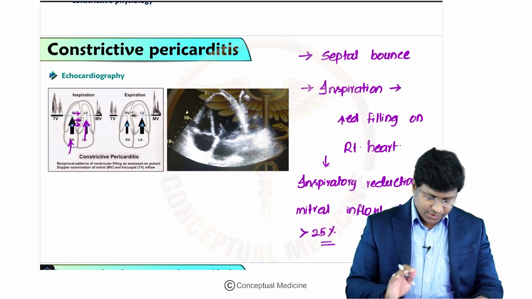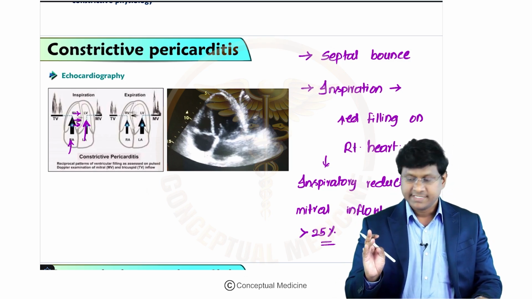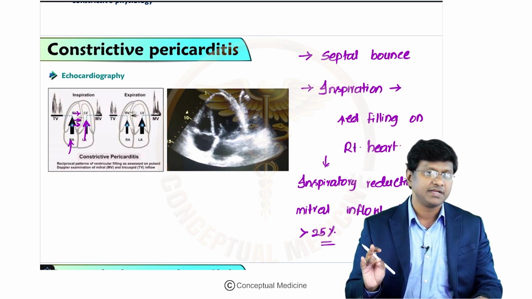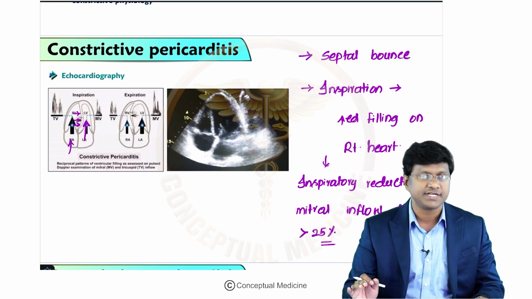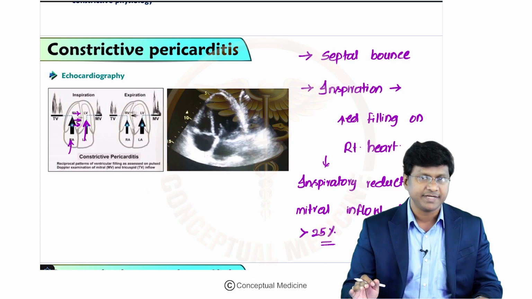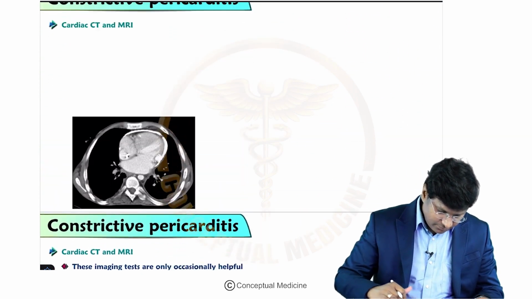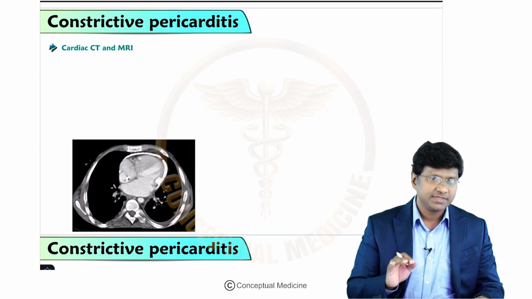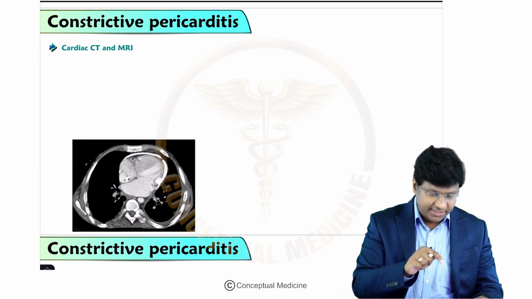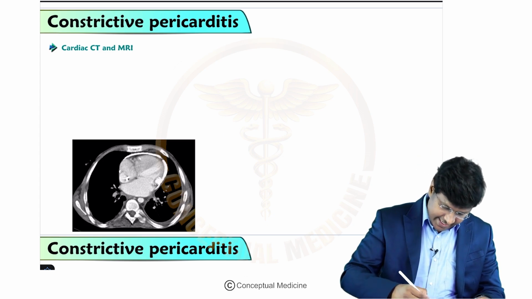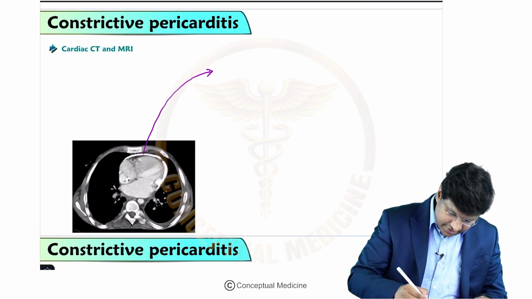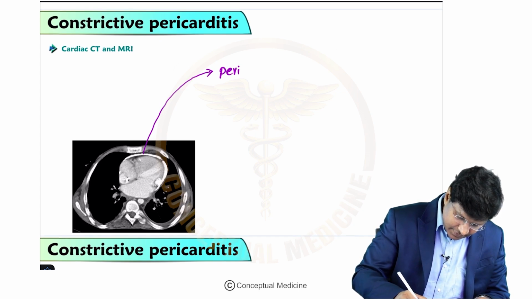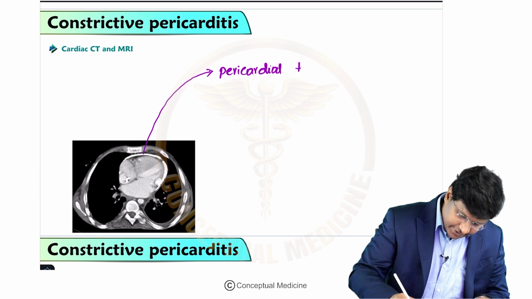Okay, next. So septal bounce and inspiratory reduction of left ventricular inflow, these two are characteristic features that you will see in patients with constrictive pericarditis. Then, the cardiac CT as well as MRI. This will show you the presence of the calcification, and you can also observe the pericardial thickening.